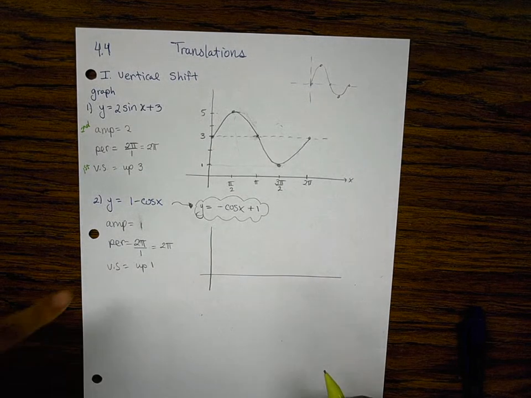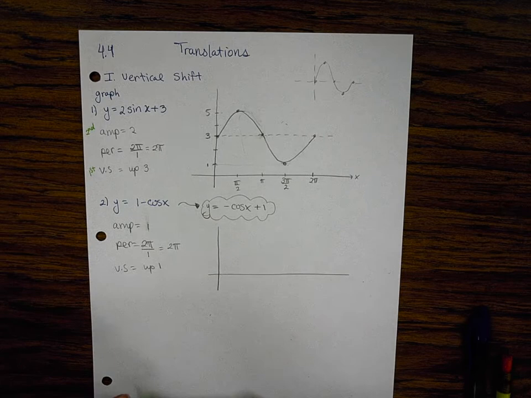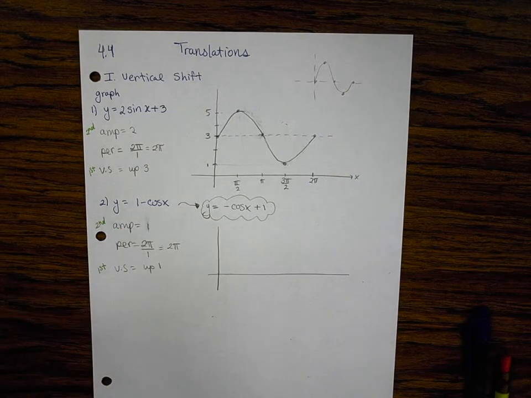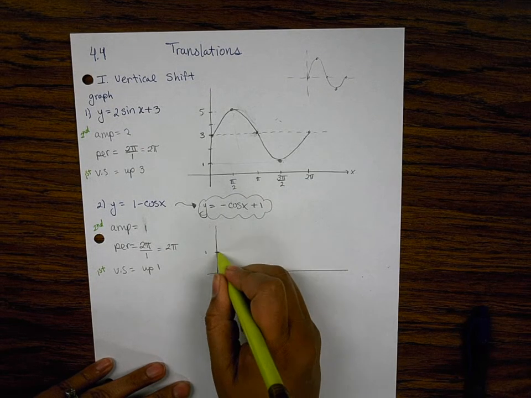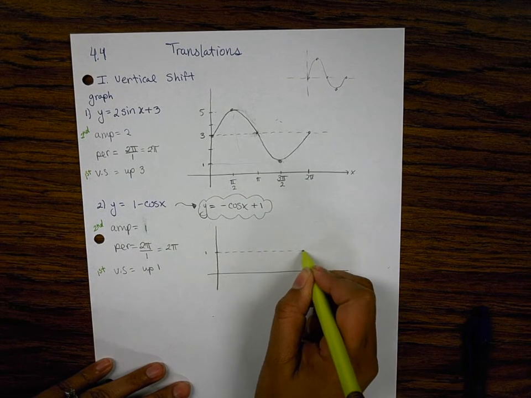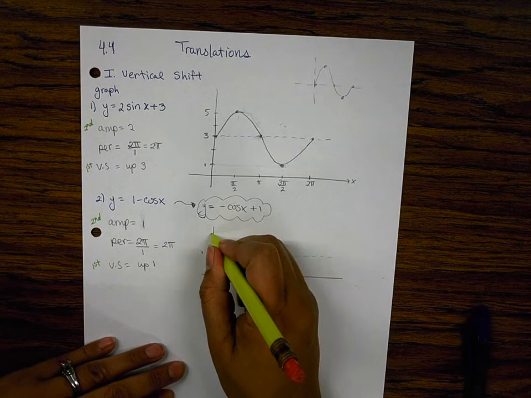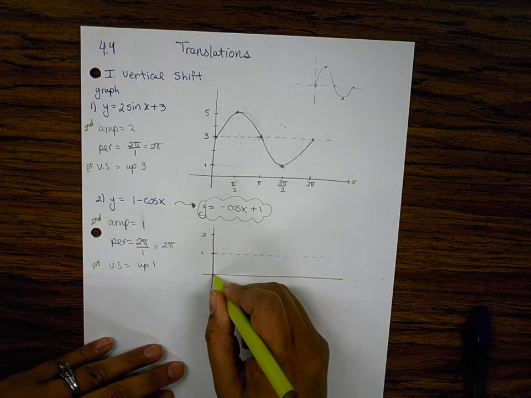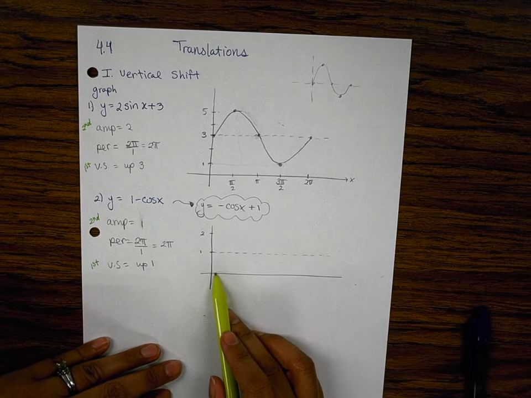Okay, so remember what I said earlier, you do your vertical shift first and your amp second. So vertical shift is up 1, and that is my fake axis. And then my amplitude is 1, so I'm going to go up 1, which puts me at 2, and down 1, which puts me at 0. Do you see that? So it's going to oscillate between 2 and 0.